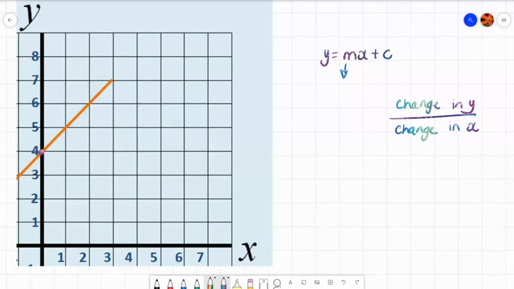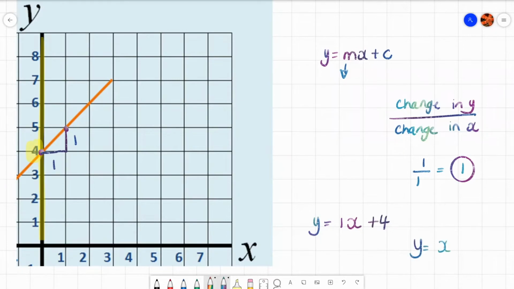Pick 2 coordinates, picking this one and this one. Draw my triangle. The x difference here is 1 and the y difference is also 1. So I'm going to do 1 divided by 1, which is just 1. It's a positive gradient because the graph's going uphill. So that means y equals 1x. And then my graph crosses the y-axis up at number 4, so it's plus 4. Now, I could write this as y equals x plus 4. That would be better because we normally don't write the number 1 in front of the x, do we? Therefore, it's better to just write it as y equals x plus 4.